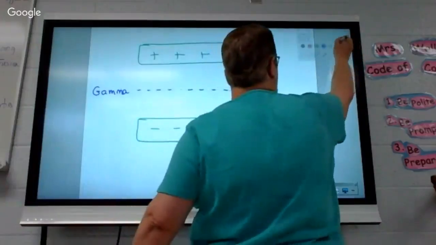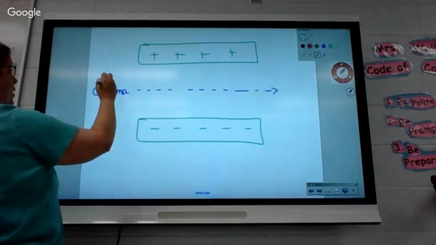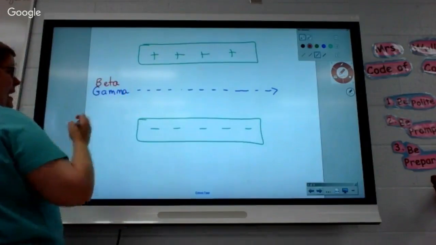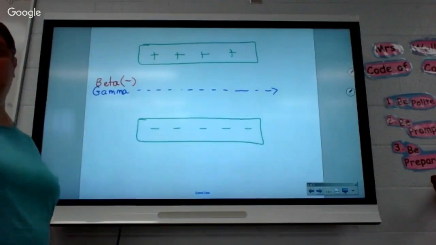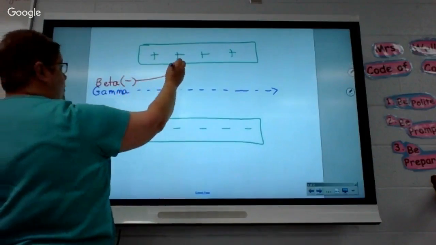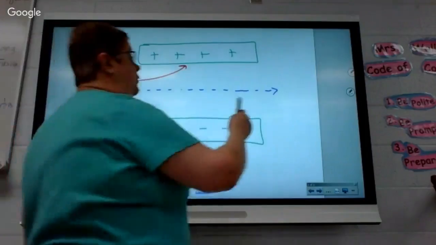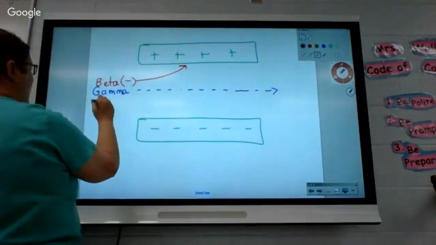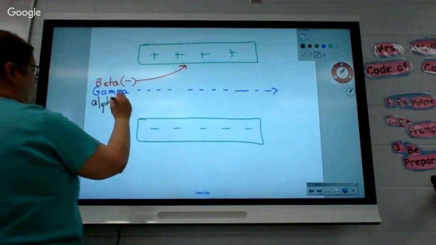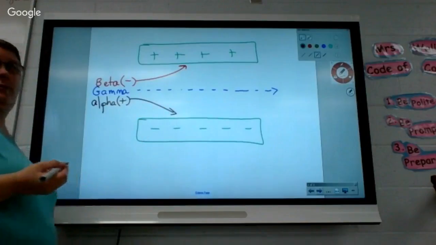Now, if I have a beta particle, it has what charge? It's a negative particle, right? So a negative particle is going to go towards a what? It's going to go towards the positive because opposites do what? They attract. All right. Now an alpha particle being a positive particle will go towards the what? That's going to go towards the negative. I remember talking about that.